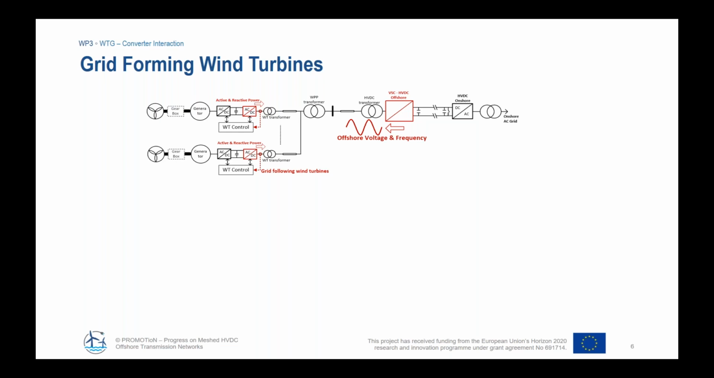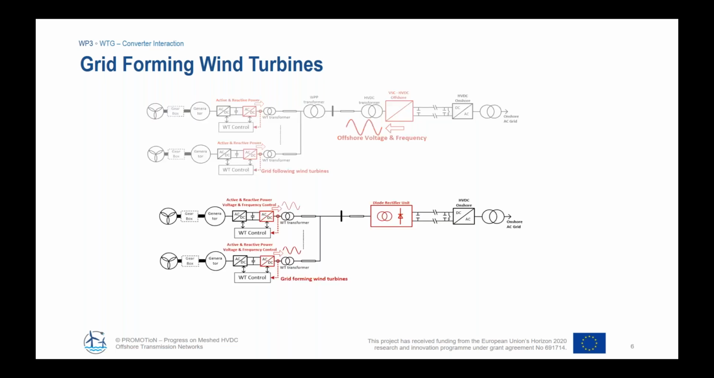Well, this is the case because in normal conditions, and what I call normal conditions is having a VSC HVDC converter offshore, this converter is the one that is creating and maintaining the offshore AC network voltage and frequency. In this case, all the wind turbines have to do is connect to this AC network and operate as grid following wind turbines, meaning that they are trying to inject active and reactive power into the grid and be synchronized with the voltage and the frequency that is created in the grid.